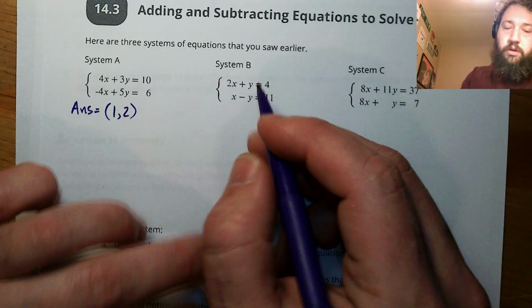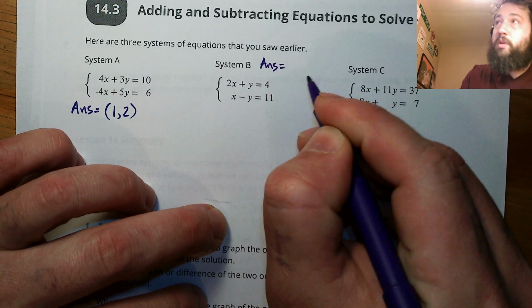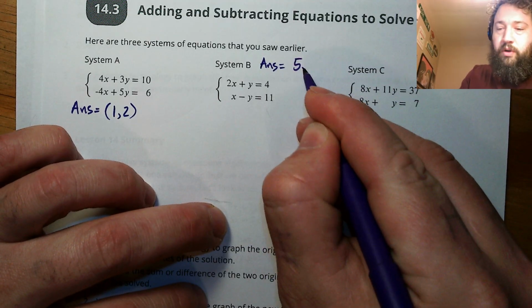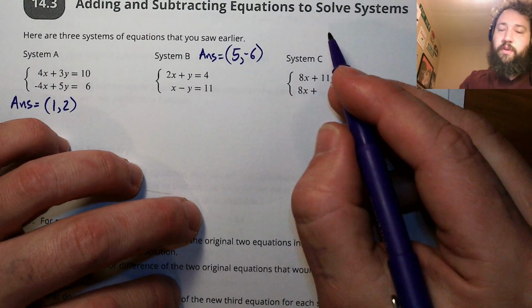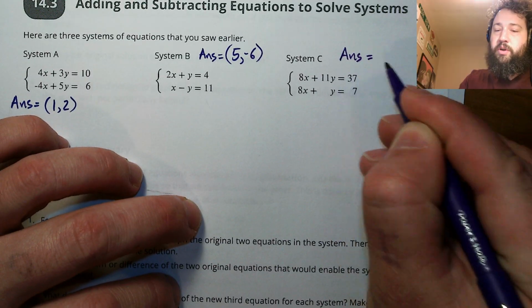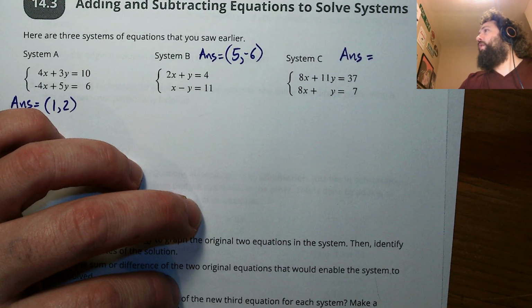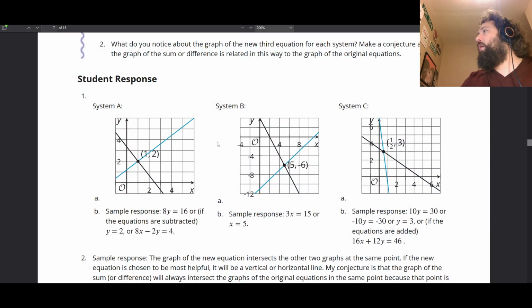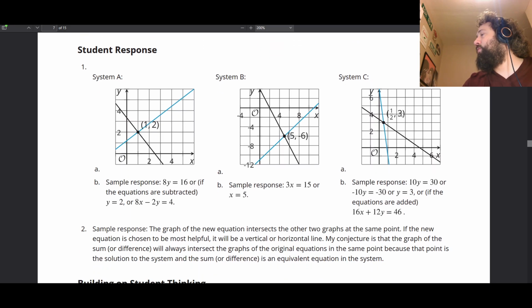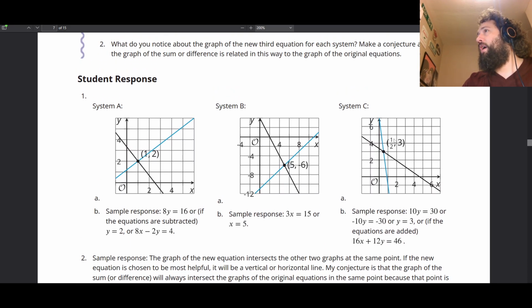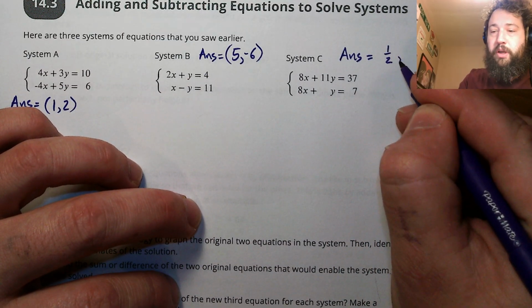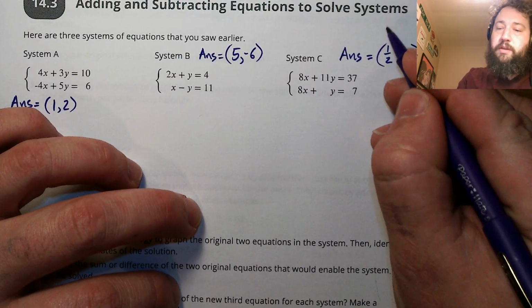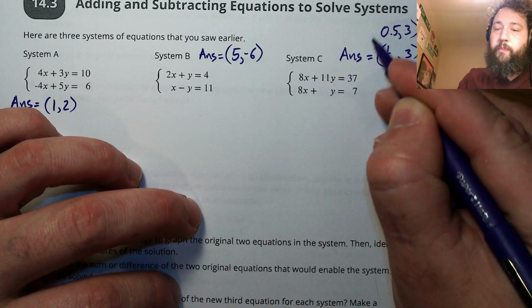So let's come in here. I know that my answer is 5, negative 6. Okay, I'll let you go ahead and graph this one and figure out what your answer is yourself. I think I have the answer key pulled up here. I have these 3 systems here. This last one looks like it's going to have a half as its solution. So I know this one's going to be 1/2, 3. I would put it in as 0.5, 3.